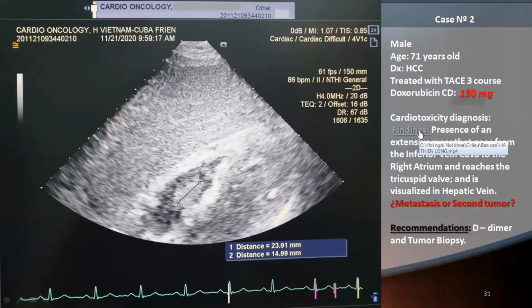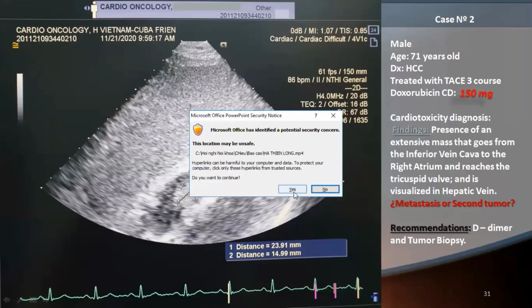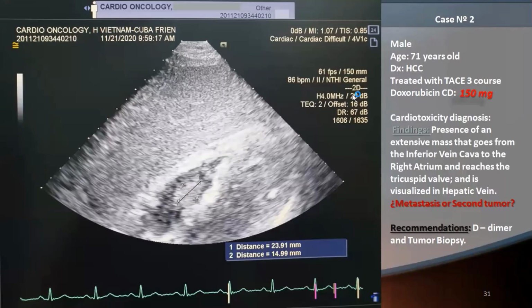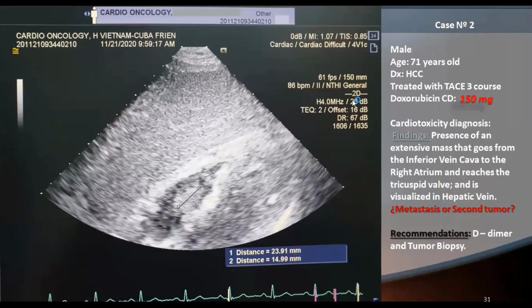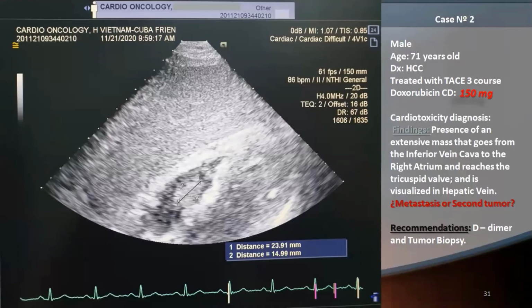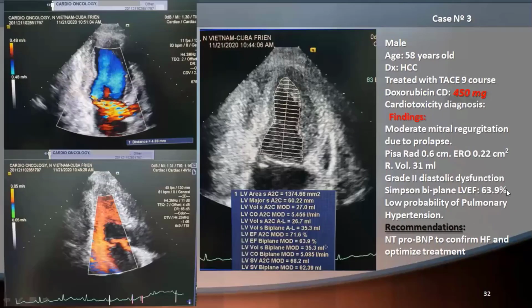The second case is presented now. We want to present this case because it is very interesting. We find a tumor in the interior of the right atrium. This tumor proceeds from the inferior vena cava, and from the hepatic vein too, and in our imaging, look at that, we have this mass and this mass. This mass is 2 centimeters in the interior of the right atrium.